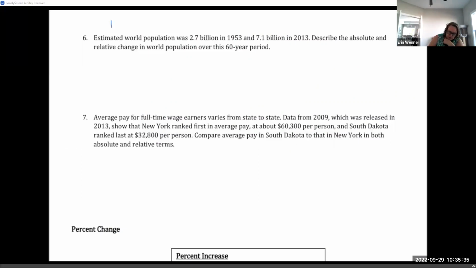So remember, the relative change is end minus start. And then the absolute change, no, excuse me, I'm writing those out backwards. This is the absolute, and this is the relative, which is the end minus the start divided by the starting amount times 100.